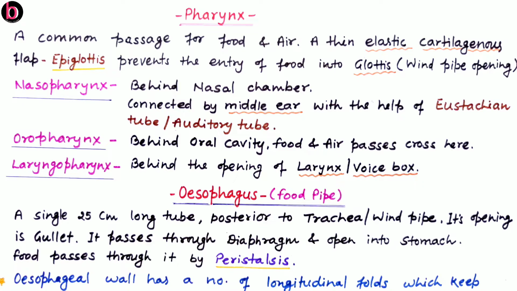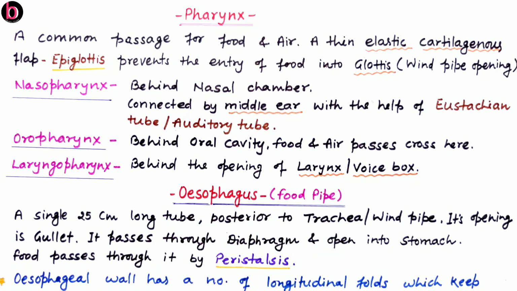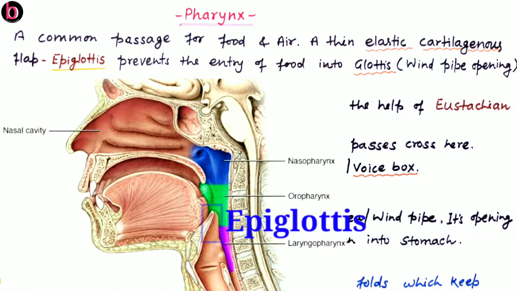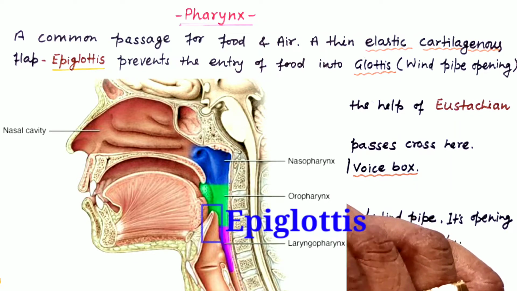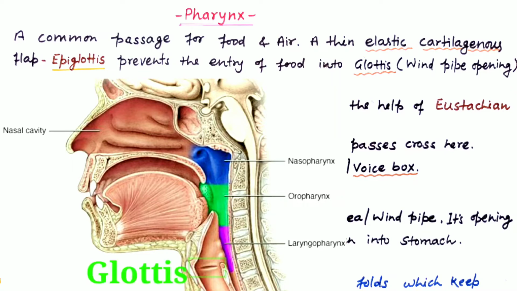So first, what is pharynx? Pharynx is a common passage for food and air, and this one is covered by a very thin elastic cartilaginous flap-like structure that is known as epiglottis. Here in the diagram you can see clearly about the epiglottis. Now what is the role of epiglottis? So epiglottis prevents the entry of water or food into the glottis. What is glottis? So glottis is just opening of windpipe. You can also see the opening of windpipe in the diagram.